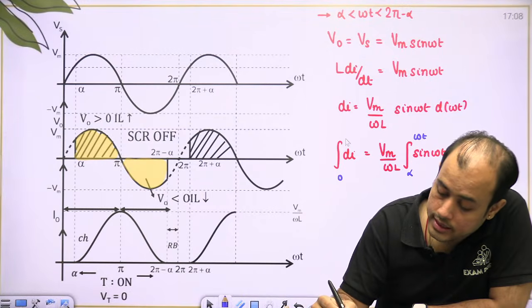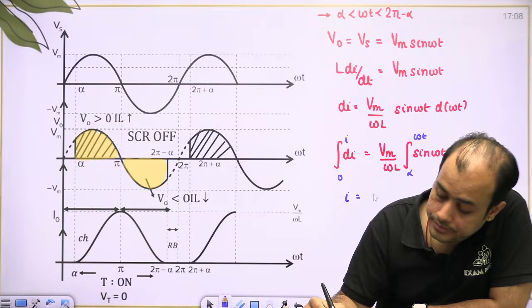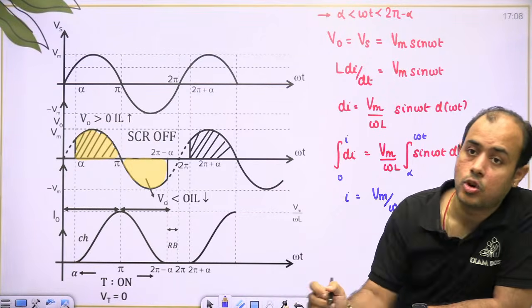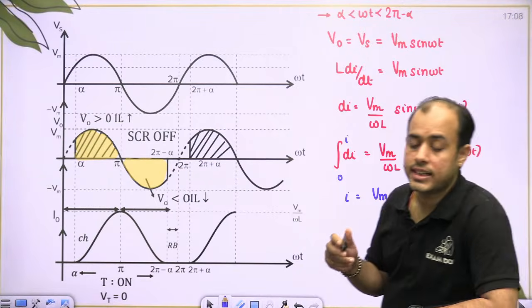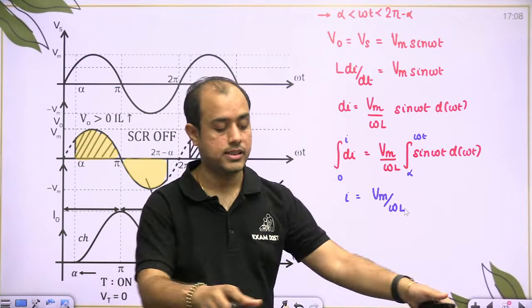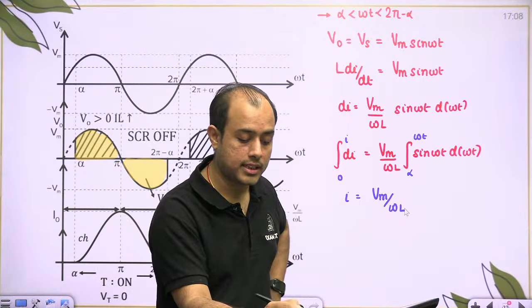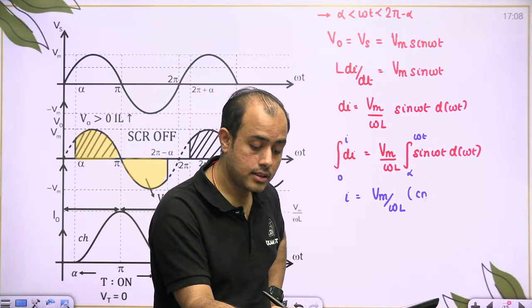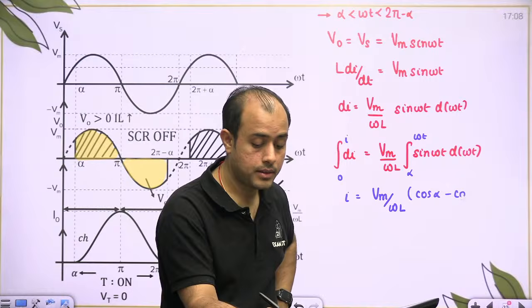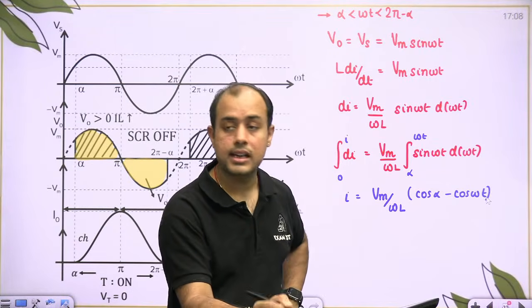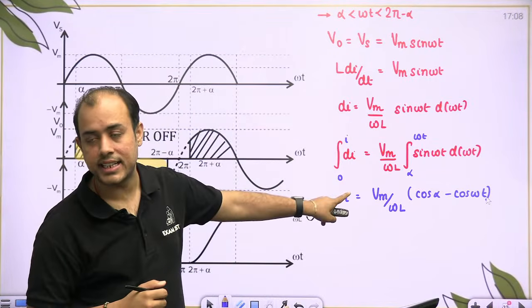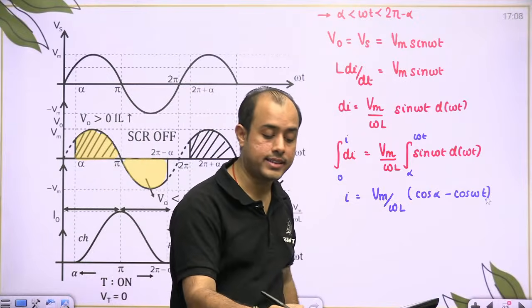At omega t, current is I. Integration of sine will be minus cos. Whenever you see minus beta in the integration, always first put the lower limit, then the upper limit. Now directly you cannot say the constant is DC and the sinusoidal is AC.